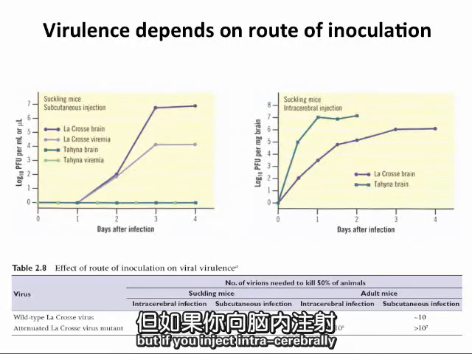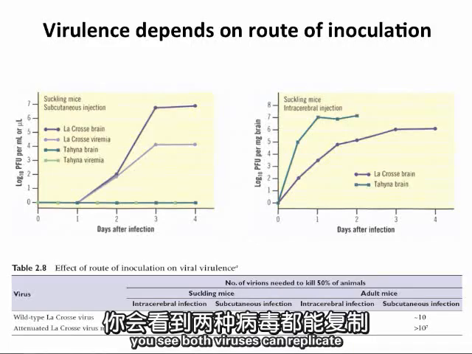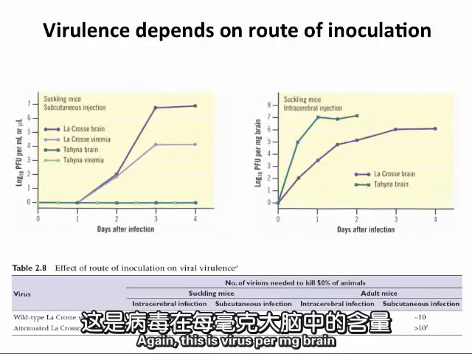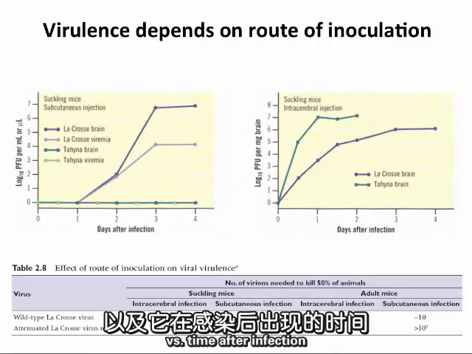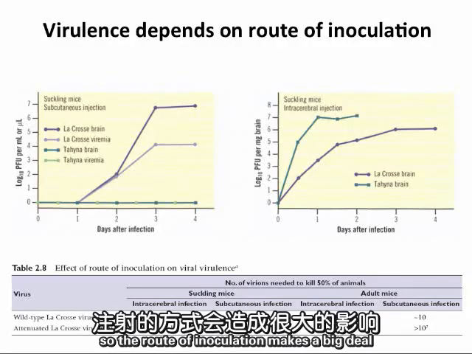But if you inject intracerebrally right into the brain, you see both viruses can replicate. Again, this is virus per mg of brain versus time after infection. So the route of inoculation makes a big deal.